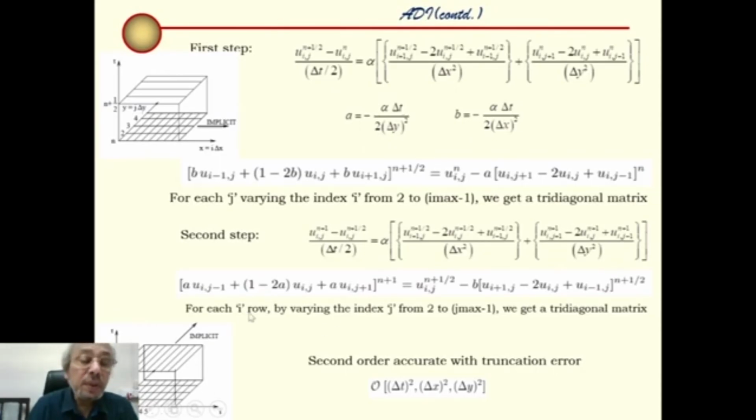And here we take up one i and vary j equal to 2 to j max minus 1. For example, I am not applying i equal to 1, because at i equal to 1 all the values fall on the boundary and are known. At i equal to 2, we vary j equal to 2 to j max minus 1. j equal to 2 means here u1 j minus 1, u2 j, u3 j plus 1.